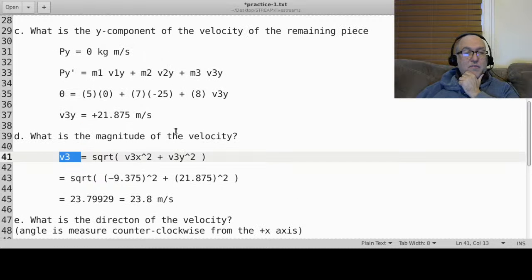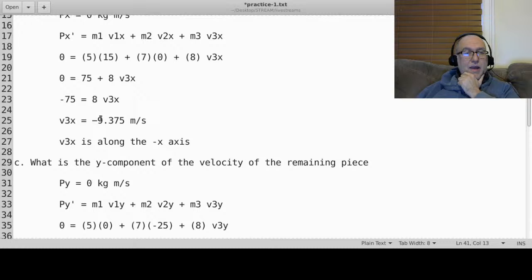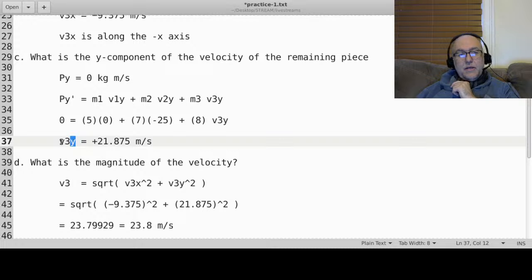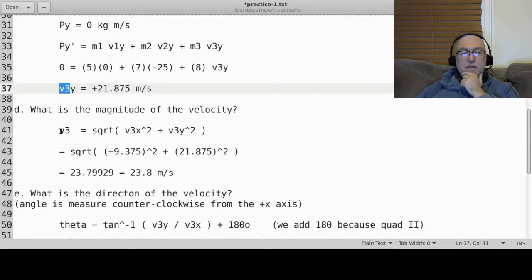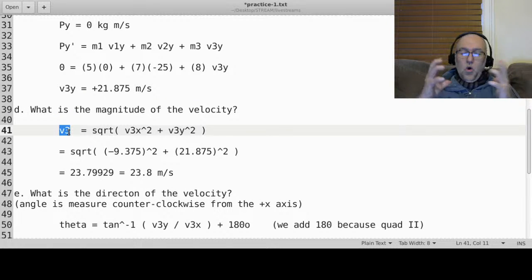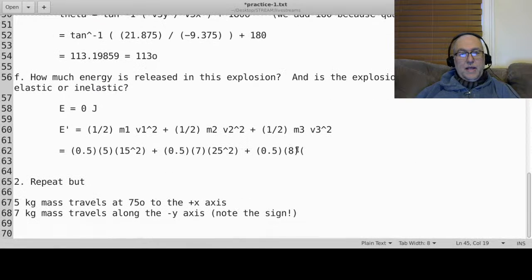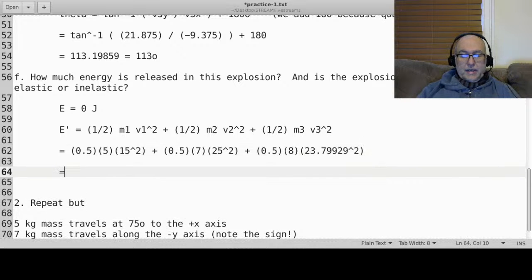I think you guys have gotten used to my notation. If I say V3x, it means the x component of V3, and V3y means the y component of V3. V3 by itself just means the whole magnitude. And we have that number. I'll just use that one with all the extra digits so that we get a more accurate answer. Squared like that. And what's that got to equal?